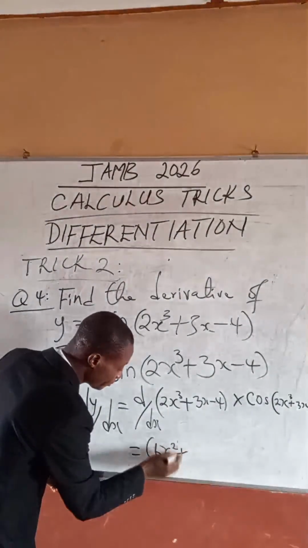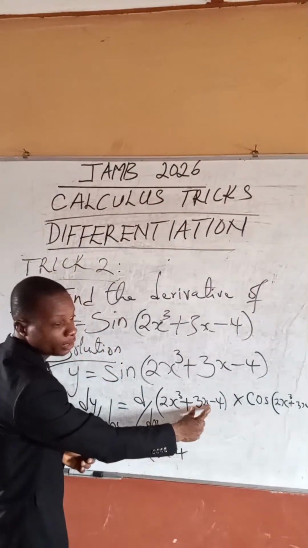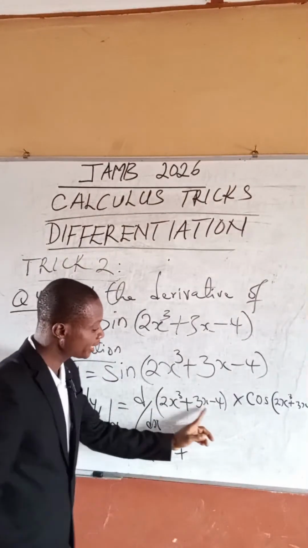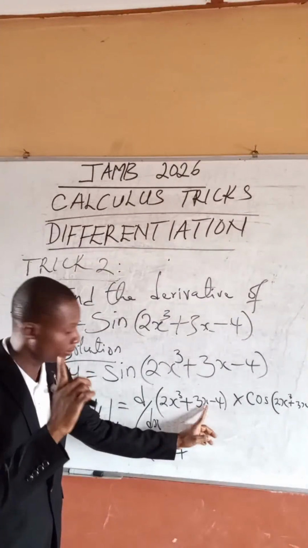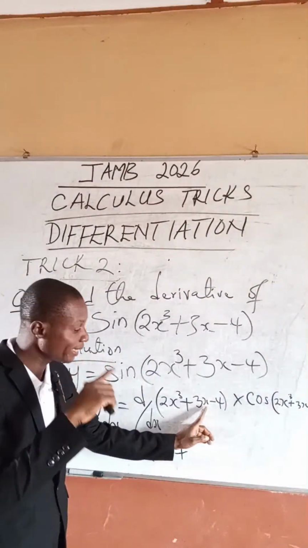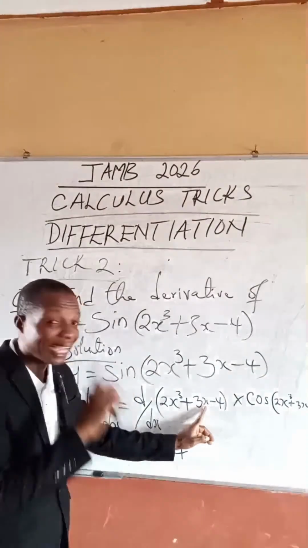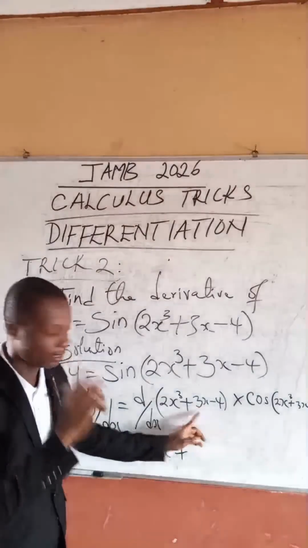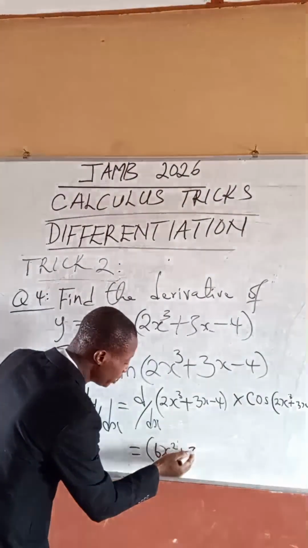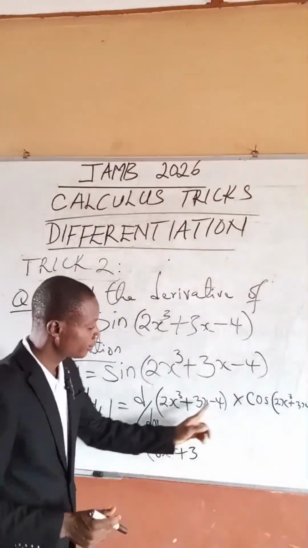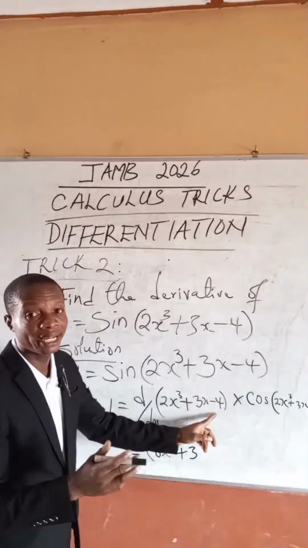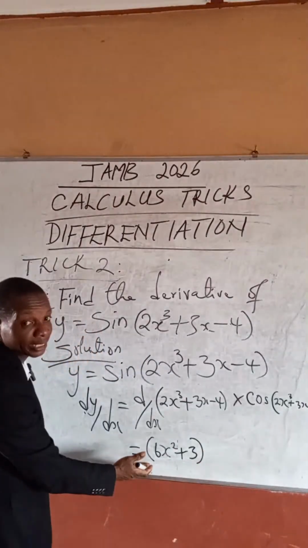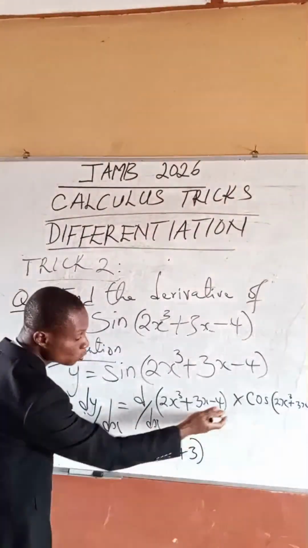Then plus this one, when you differentiate 3x, what happens? You know, this is x raised by 1. So minus the 1 from the 1, it becomes x raised by 0, and x raised by 0 is 1. 1 times 3 is 3. So we are left with only 3. And when we differentiate a constant, we get 0. So this is what we get when we differentiate only this one.